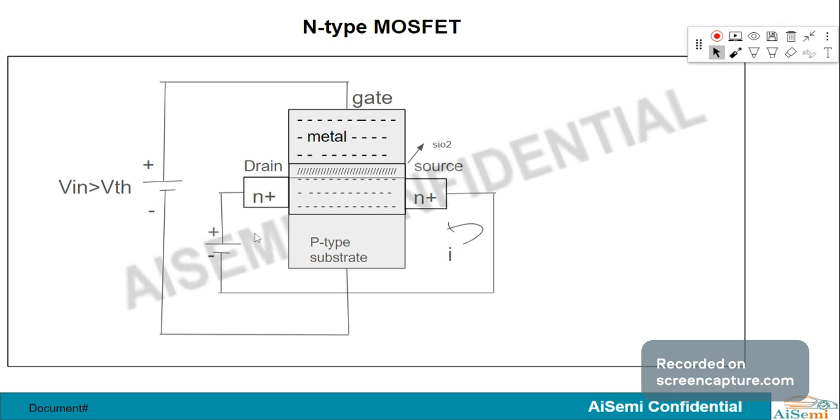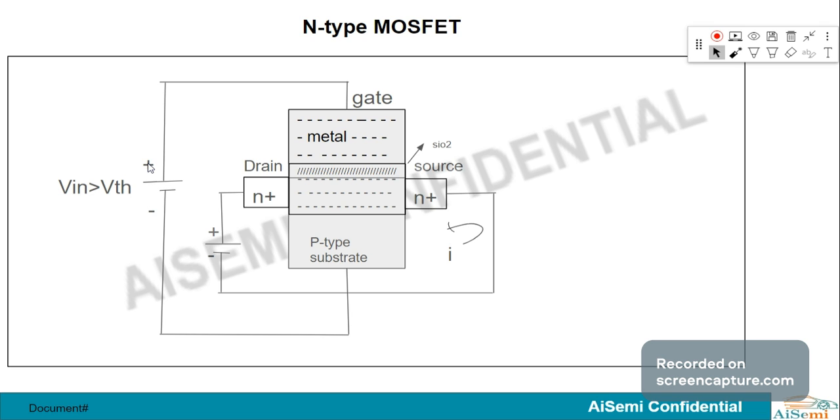At the other end, I'm applying positive voltage to the drain terminal. The positive attracts electrons, so the depletion layer at the drain will increase, and it stops the flow of current. So at the source side it allows the flow of current, but at the drain side it stops the flow of current.